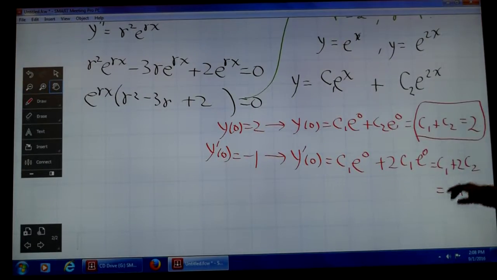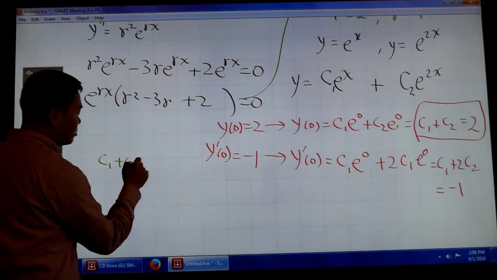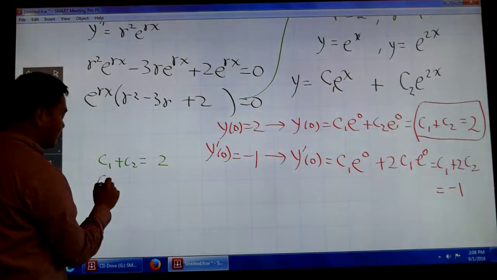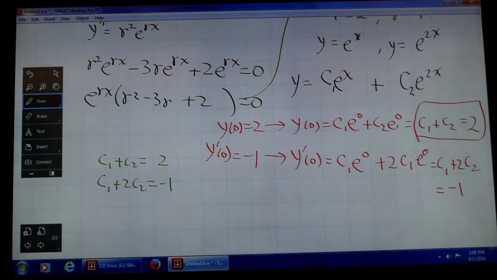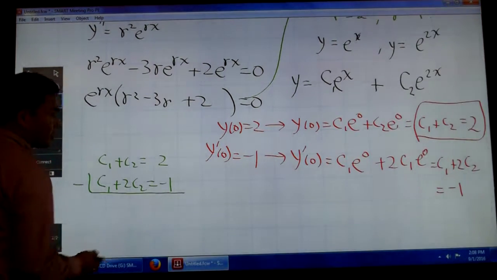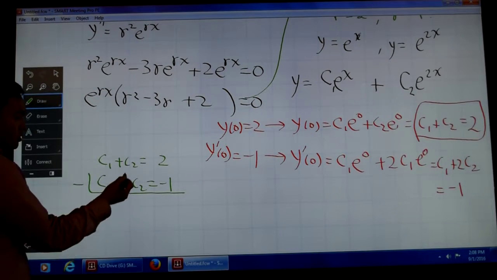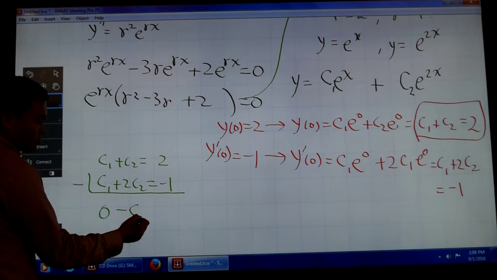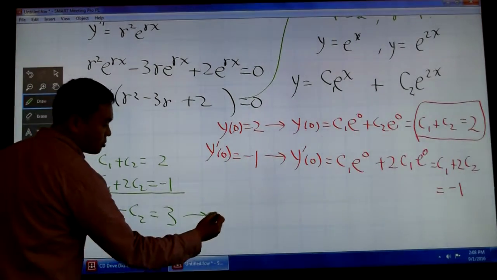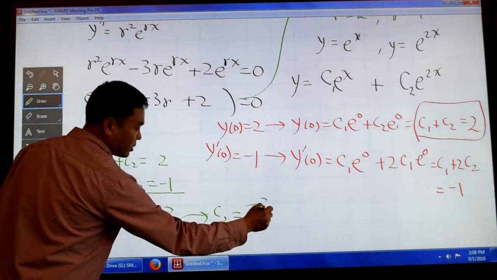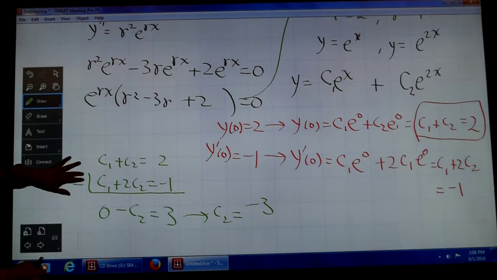And that leaves you with a system of equations which you can solve. Let's see, c1 plus c2 is 2. c1 plus 2c2 is negative 1. Let's try to solve this. Subtract. I guess that's the quickest way to solve, right? So c1 subtracts to 0. c2 minus twice c2 is negative c2. And 2 minus negative 1 is 3. So you get c2 equals negative 3. And plugging that back in here, you get c1 minus 3 equals 2.